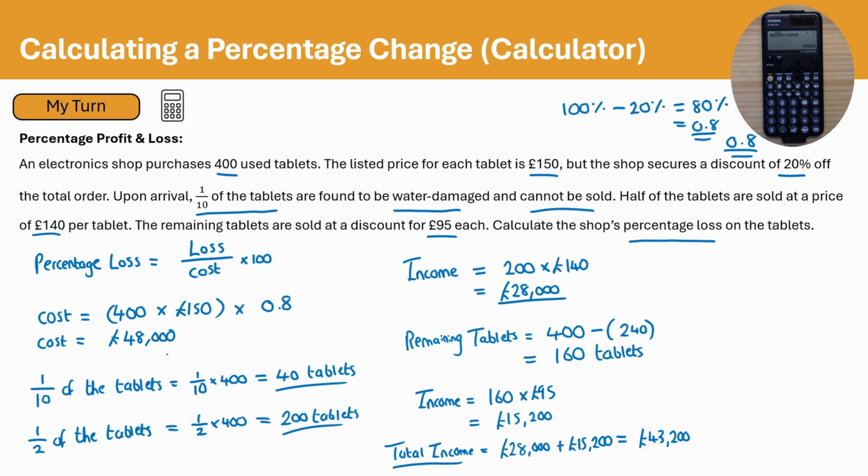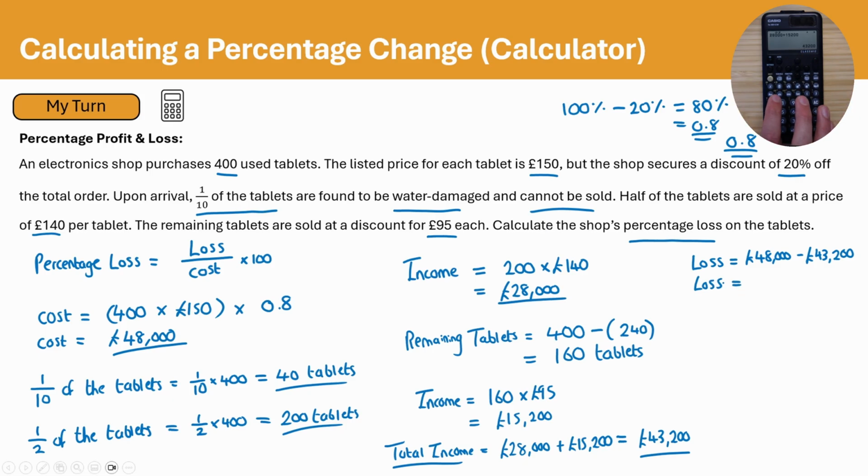We know our total cost is 48,000. We can now work out our loss. So if you imagine the shop spent £48,000 getting these tablets, but they only actually got 43,200 back. So the loss is going to be the difference between these two numbers. So the 48,000 subtract the 43,200. So the loss to them is the difference between these.